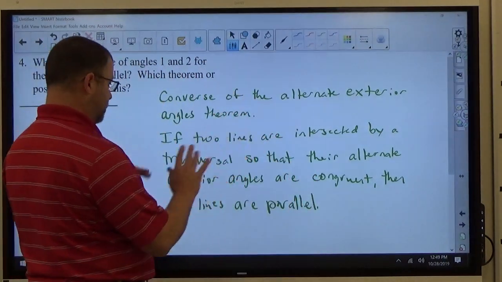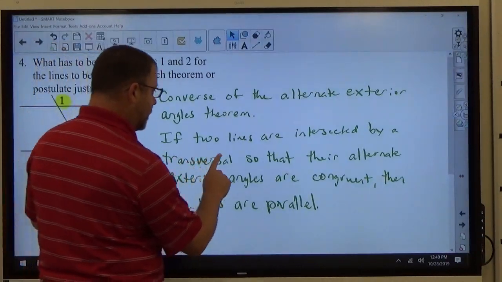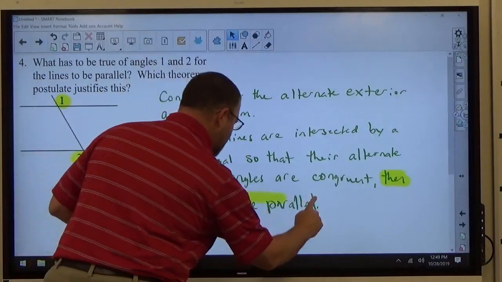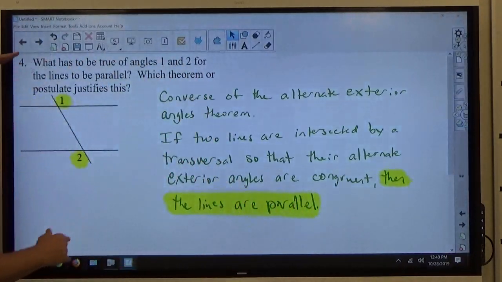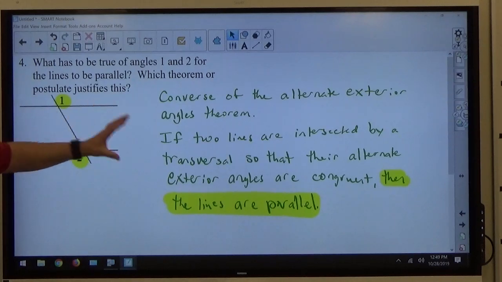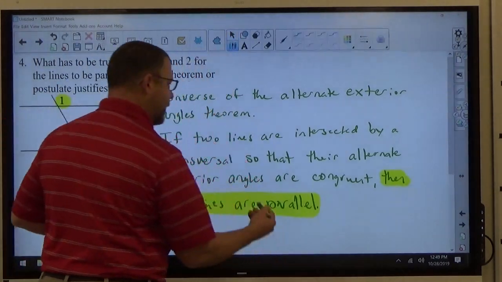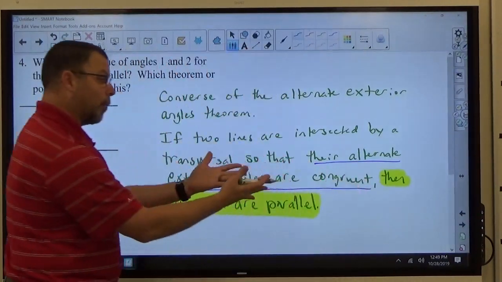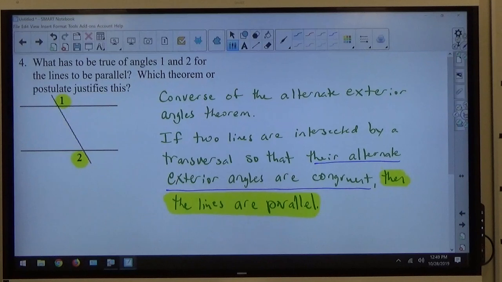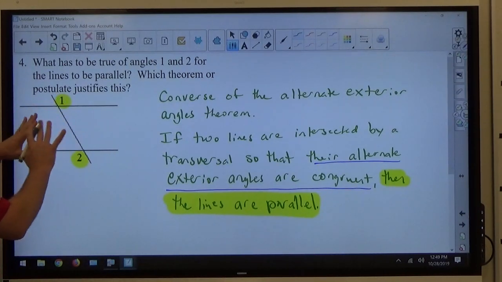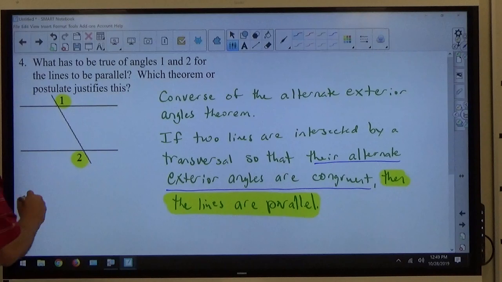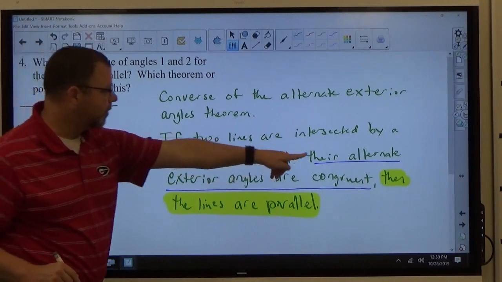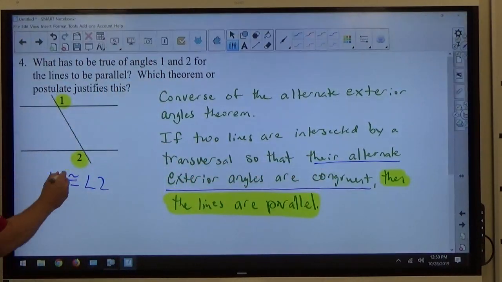So you'll notice in this theorem that in order to make the conclusion that the lines are parallel, which is what they're asking us to do, what has to be true is that the alternate exterior angles are congruent. The reason I went with that is because that's what these are, alternate exterior angles. So in order to conclude that these lines are parallel, angle 1 would have to be congruent to angle 2, because that's what it specifically states. They have to be congruent, so I state they're congruent.